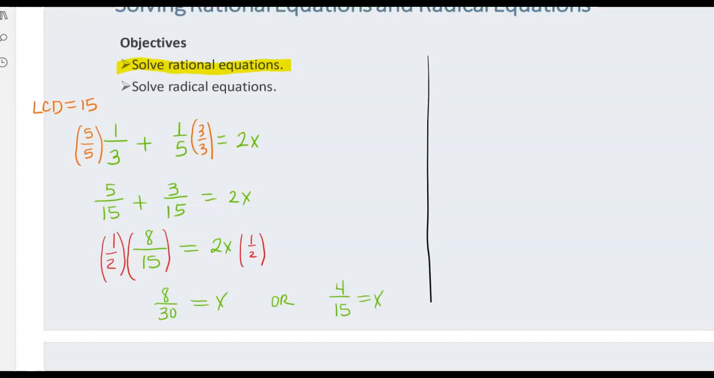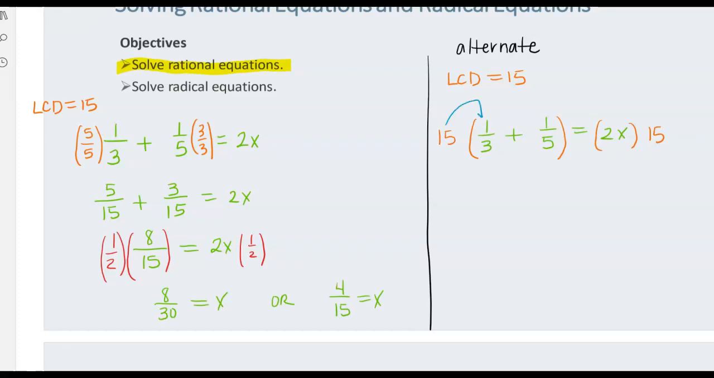I'm going to suggest that maybe we think about this in an alternate way. We're still going to use the least common denominator of 15, but instead of making both of the denominators the same, we're going to use that LCD to get rid of the fractions completely. And we do that by multiplying both sides of the equation by 15.